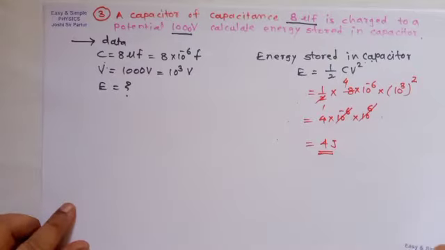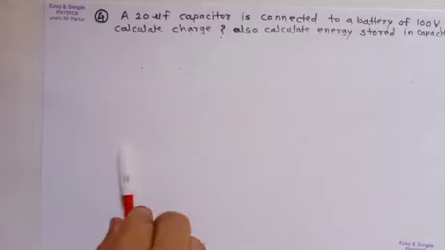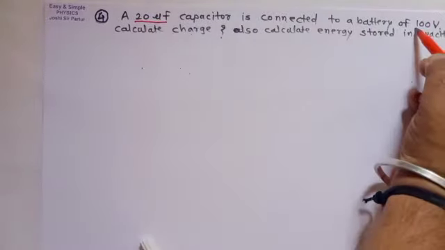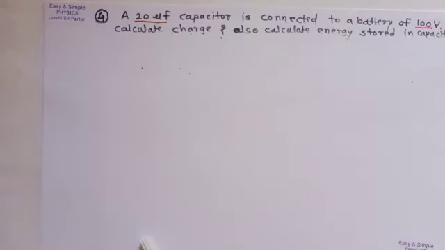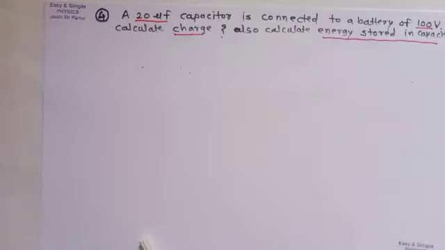Again we can solve another example. Another example is given: a 20 microfarad capacitor is connected to a battery of 100 volt. Calculate the charge. First of all, we can calculate the charge. Also calculate the energy which is stored in the capacitor. See here, two questions are asked.